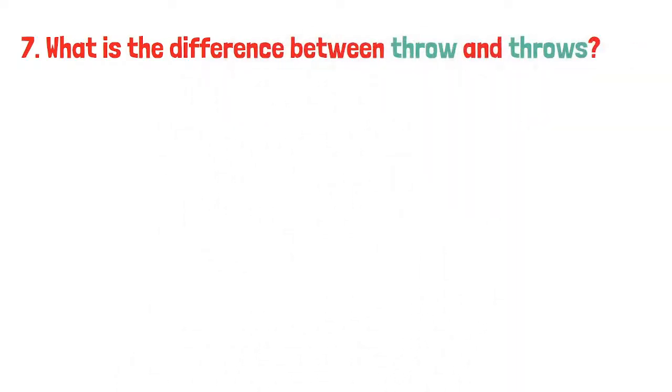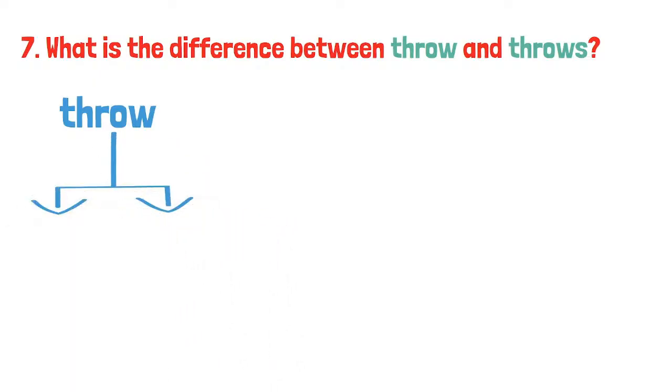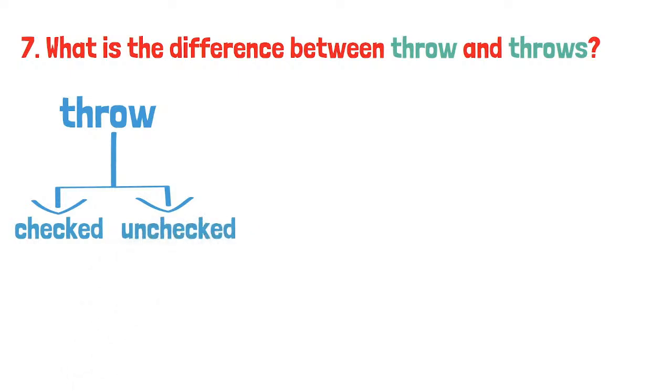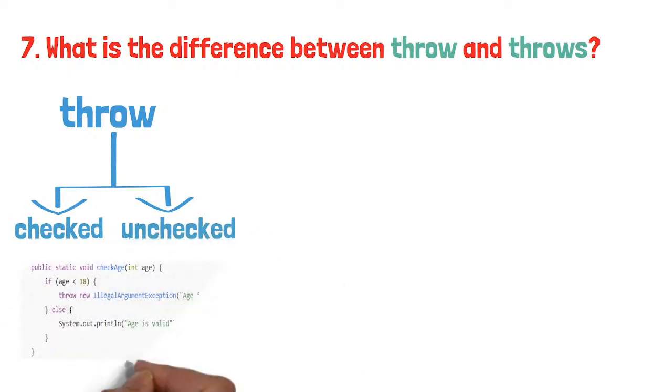Next question is what is the difference between throw and throws? So let's see the throw keyword. Exceptions are of two types, checked and unchecked. Here we can use throw for both checked and unchecked exceptions. For example, there is a method where we are checking age. If it is less than 18, we will throw an IllegalArgumentException saying age is less than 18. Otherwise, if it is greater than 18, we will print is valid.